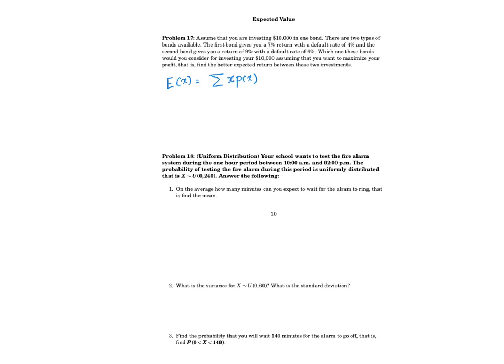One gives 7% return with a default rate of 4%. So you have to create a table the way we did it in the class. So it's going to be x times P of x, right here, x times P of x. Okay.